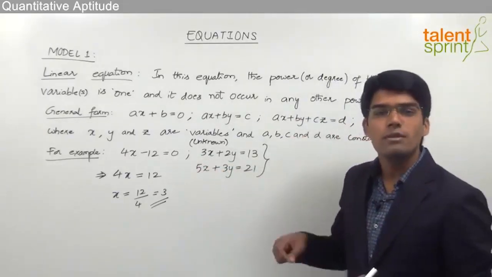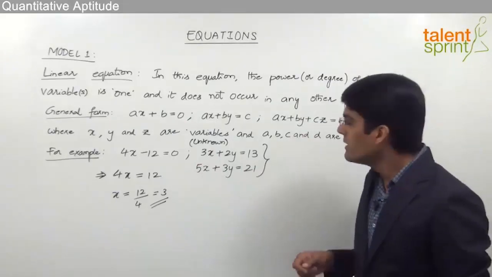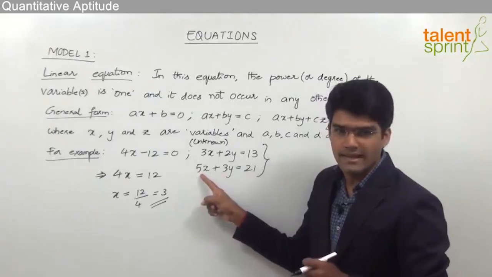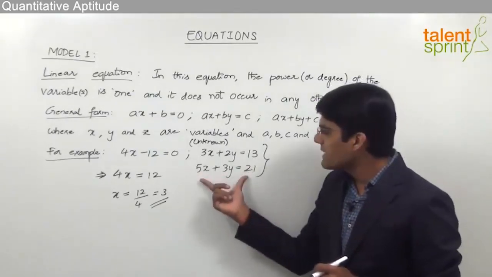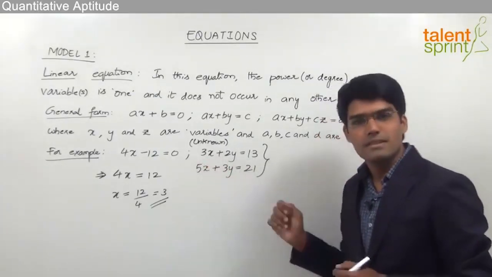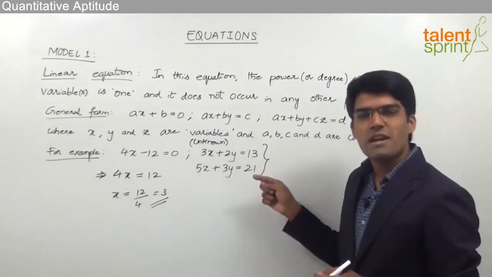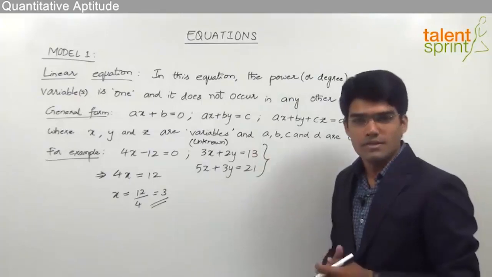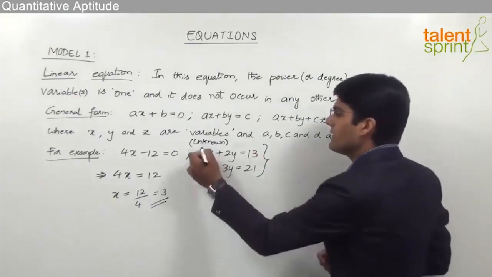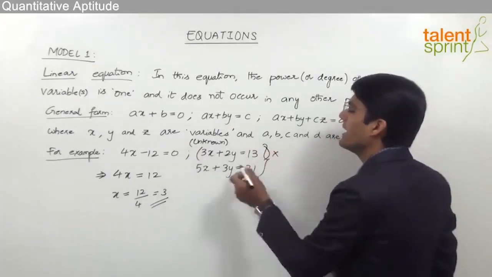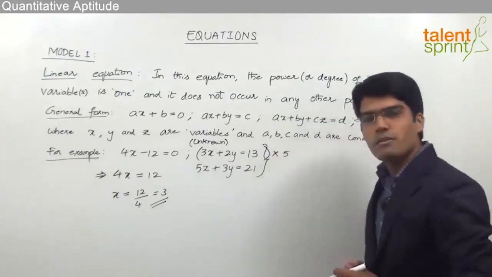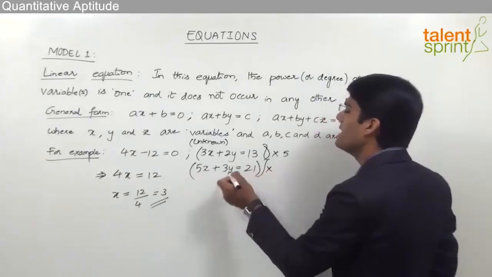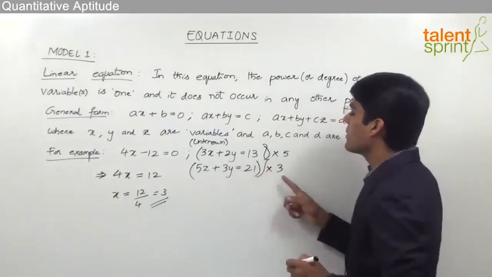So these two have to be made equal, and that can be done by multiplying the first equation with the coefficient of x in the second equation and by multiplying the second equation with the coefficient of x in the first equation. That means the equations have to be multiplied with the coefficients of that variable in the other equation. For example, here the first equation has to be multiplied with 5, that is the coefficient of x in the second equation, and the second equation here has to be multiplied with 3, that is the coefficient of x in the first equation.